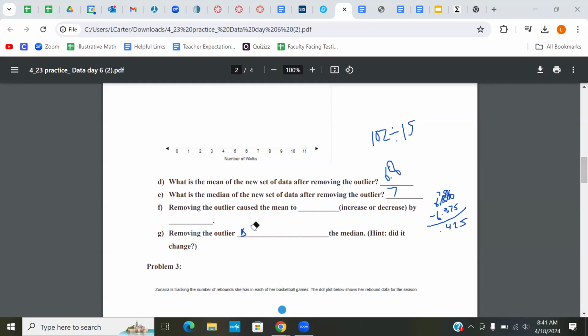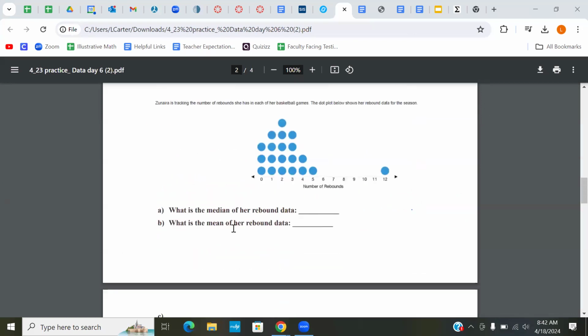Number 3. So Zanira is tracking her number of rebounds per game. This dot plot is going to show her number of rebounds in each game. So here we need to know, first of all, how many games she has. Okay, so she has 20 games. And now I put median on here first for some reason. So we're going to find the median.